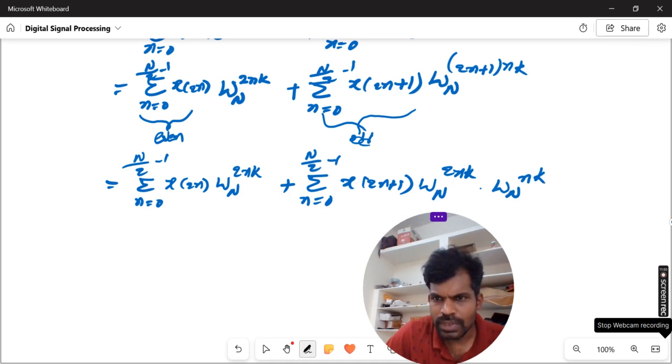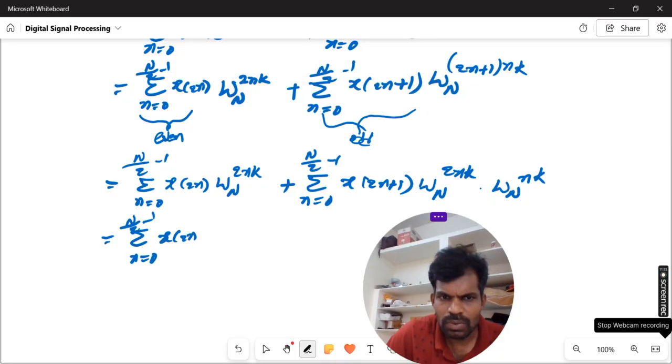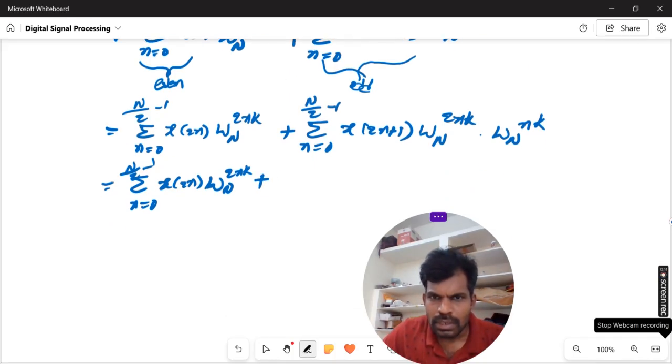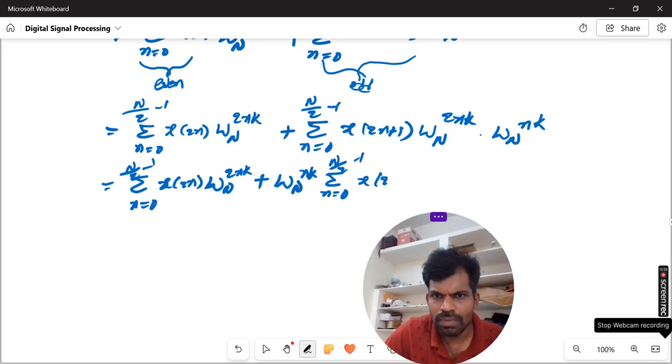Now if we bring this w suffix n power nk to the front, summation n is equal to 0 to n by 2 minus 1 x of 2n w suffix n power 2nk plus w suffix n power nk summation n is equal to 0 to n by 2 minus 1 into x of 2n plus 1 w suffix n power 2nk.